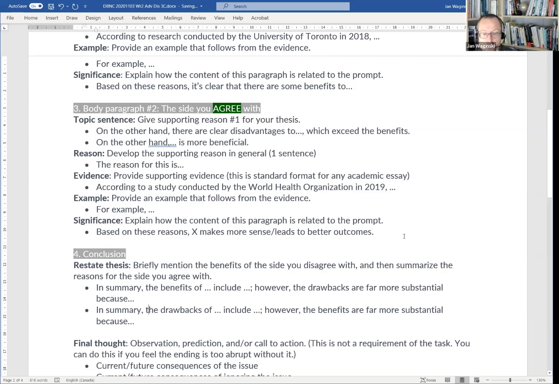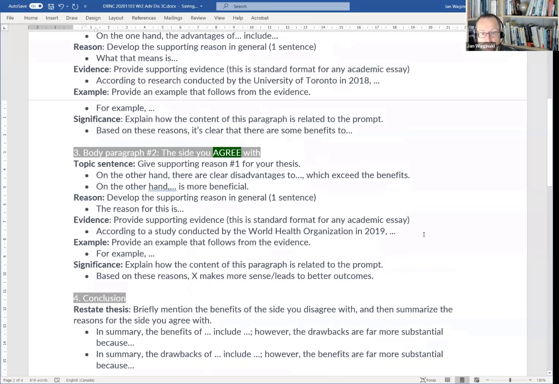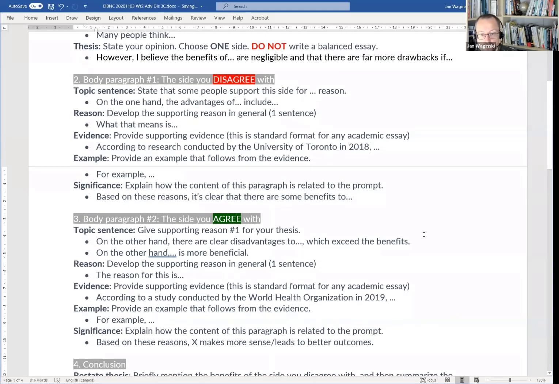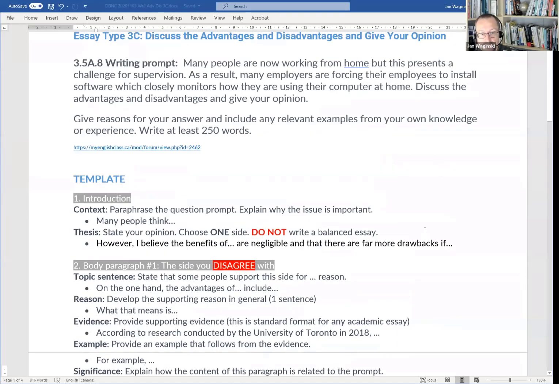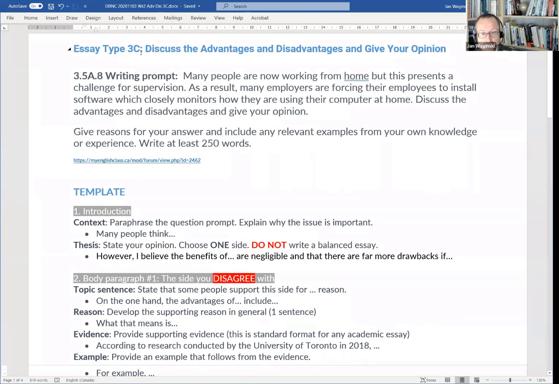All right, so again, please don't write a balanced essay because there's a very real danger of this looking like a 3A, discuss the advantages and disadvantages type essay. Okay. You don't want to write a balanced essay. You want to pick one side. It's much easier. It's much clearer.